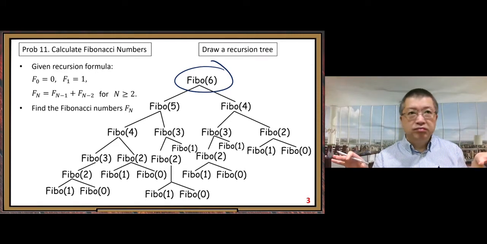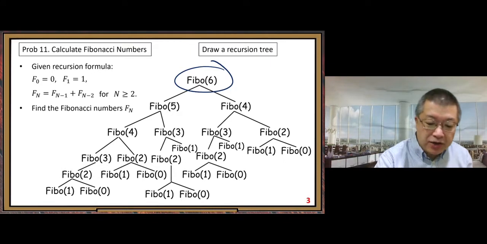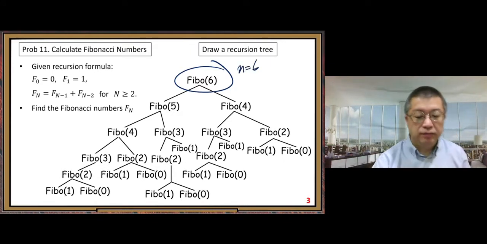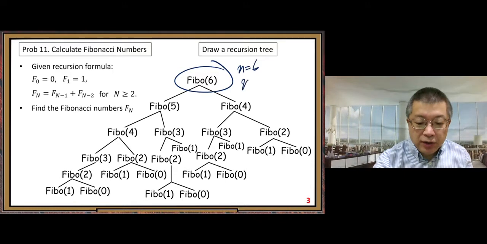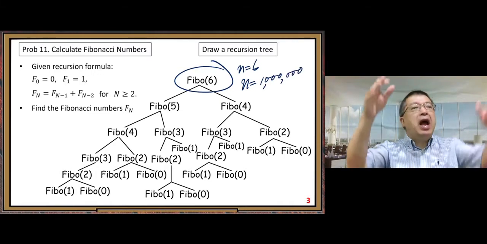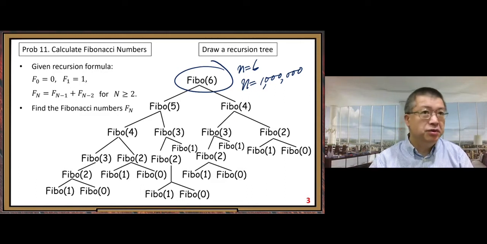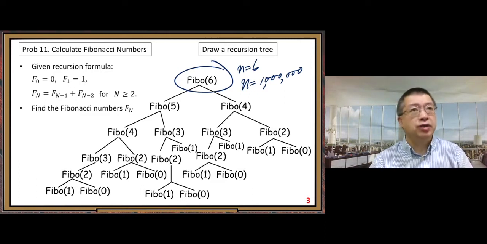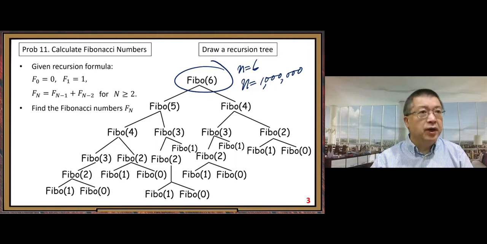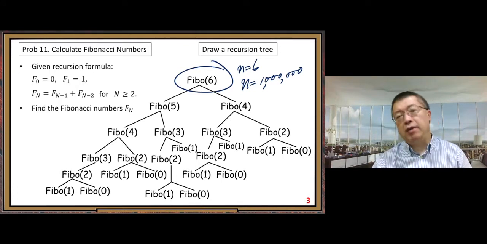That's a lot of calculation. But that is just for n equals 6. Can you think about when n equals 1 million? How big is that recursion tree? It's very hard to imagine how big it is, but it is huge. You don't want to draw that tree, right? Nobody wants to draw that tree, and nobody wants to calculate Fibonacci numbers in that way.